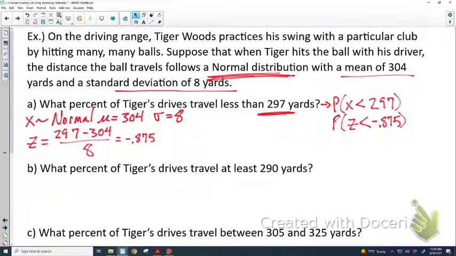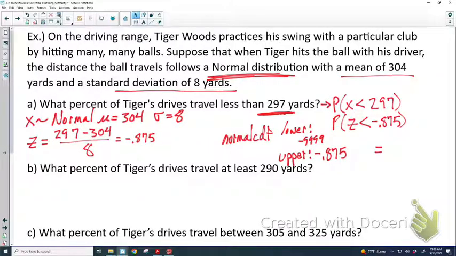So I showed my work. You can, at this point, just write your answer down. I'm going to pull up normal CDF on my calculator. You don't have to write this part. My lower is negative infinity. I'm out of room. My upper is negative 0.875. And my answer is 0.1908.